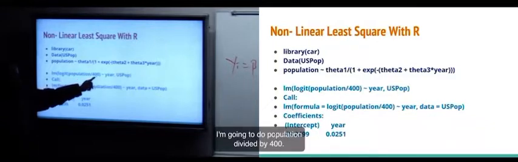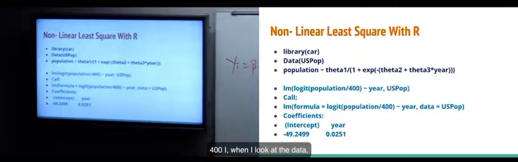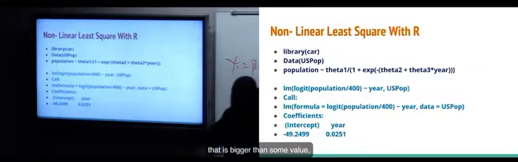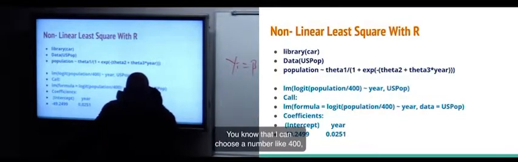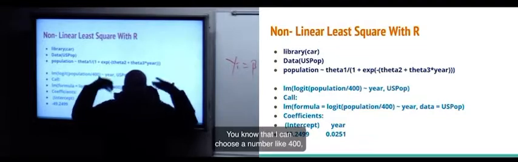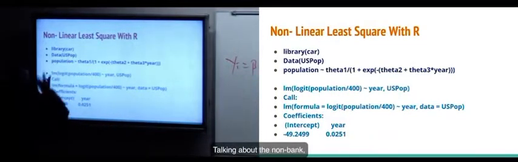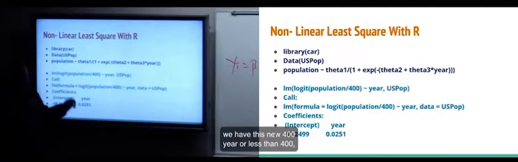Now, the next thing I'm going to do in the coding is population divided by 400. Why 400? When I look at the data, I look for a reasonable value that is bigger than the values in the data. Of course, the United States population now is not up to 400 million. I can choose a number like 400, which is the maximum, a number greater than anything in the data. There's no 400. They are all less than 400.